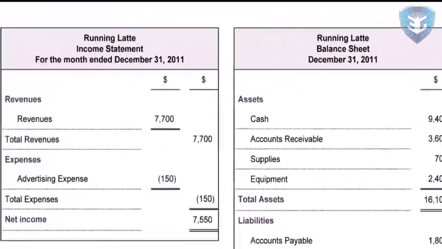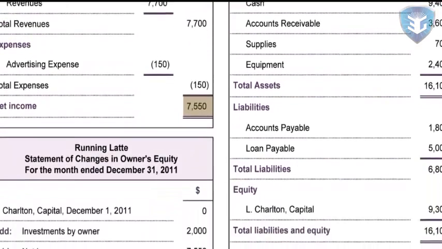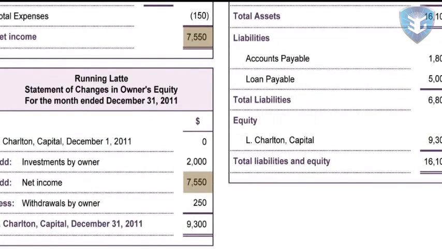The income statement summarises the revenues earned and expenses incurred over a period of time, which results in the net income or net loss of the business. Notice that net income is actually an input in the statement of changes in owner's equity. This statement identifies the movements in equity over a period of time, including investments and withdrawals by the owners of the business. Again, notice the ending balance of capital from the statement of changes in equity is reported in the equity section of the balance sheet.